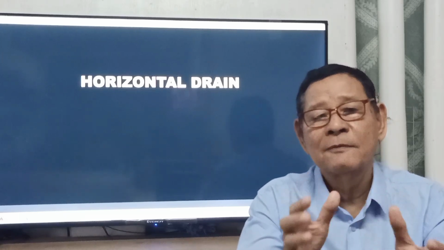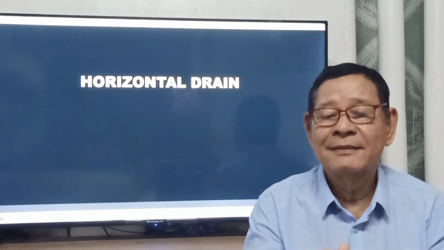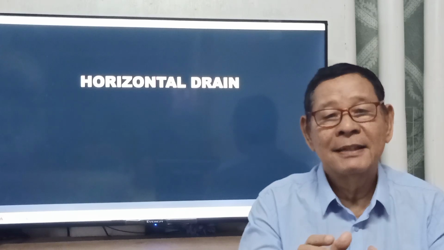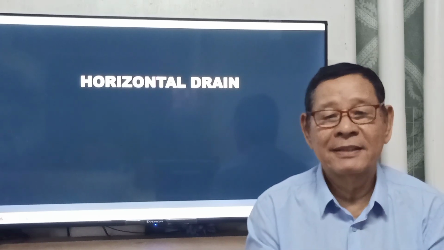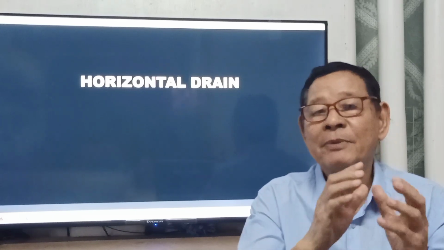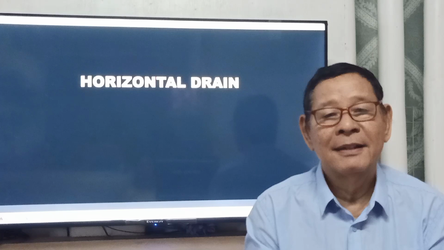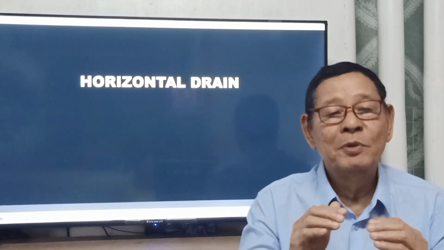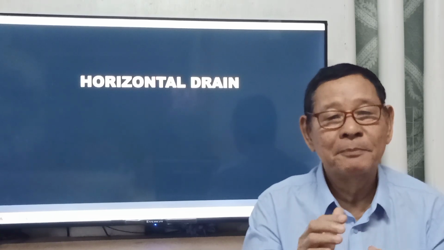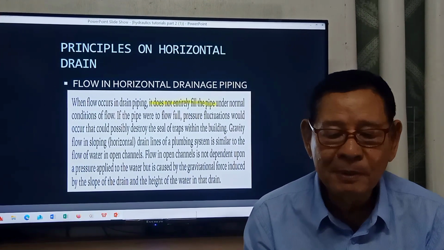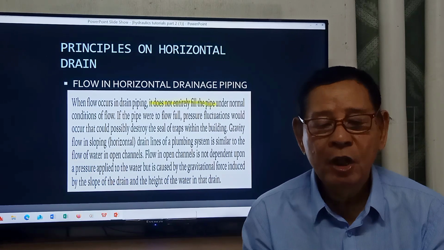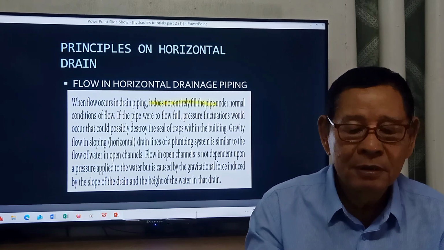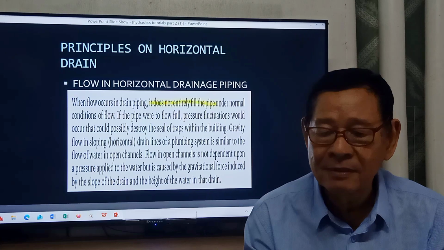But we will discuss more further yung horizontal drain na kung saan si Dr. Roy Hunter na nagbigay sa atin ng lahat ng mga data na para sa design natin. Yung GPM required per fixture unit, malalaman natin dahil ito ay pinublish niya sa Bureau of Standards sa US, under normal condition of flow. If the pipe were to flow full, pressure fluctuations will occur that could possibly destroy the seal of traps within the building.